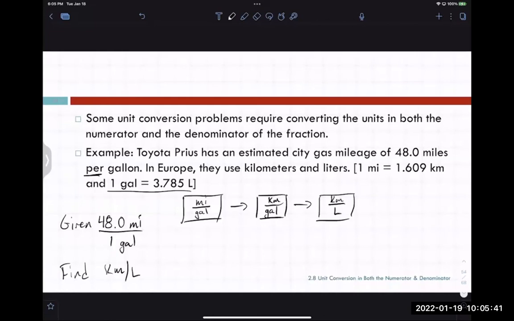So going from miles to kilometers, miles is on top. So in order to cancel it out, we need to put miles on the bottom. We'll take our 1 mile is 1.609 kilometers. And then to do gallons to liters, since it is in the denominator, we put gallons now on top so that it's opposite in the fraction. So this will be 1 gallon, 3.785 liters.